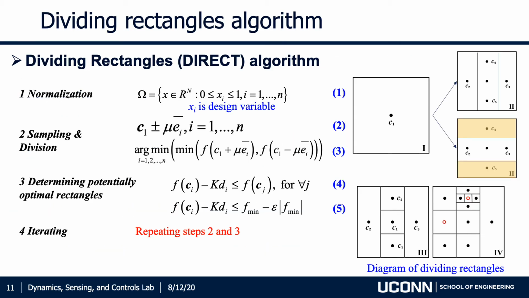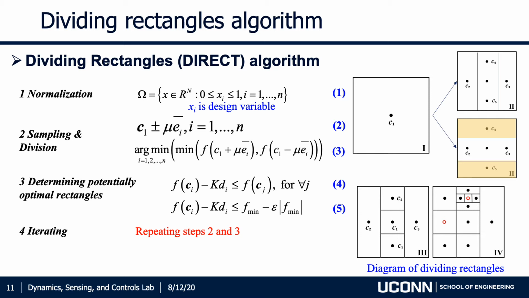The DIRECT algorithm includes four main steps. The first step is normalization. The algorithm will transform the searching space into a rectangle, cube, or hypercube according to the dimension of the problem. And then comes sampling and division.